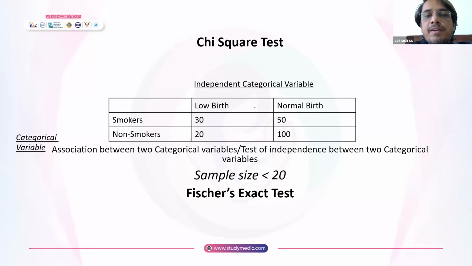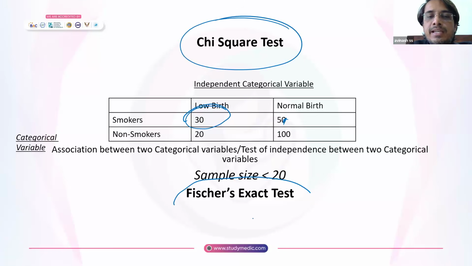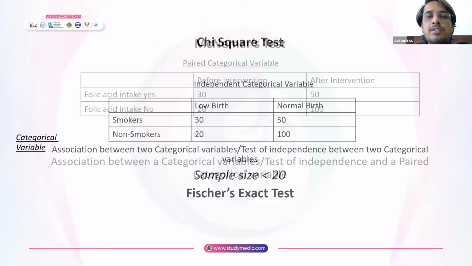This proportion, is there a difference in proportion? Who is having more low birth weight? If you take the low birth weight count, it will be smokers. So difference in proportions, difference in category. In that we use what is called the chi-square test. If the sample size is small, then we use Fisher's exact test. So to find out the association between two categorical variables, to find out if one categorical variable is independent of the other, to find out if there is a difference in proportions between two categories, we use the chi-square test.